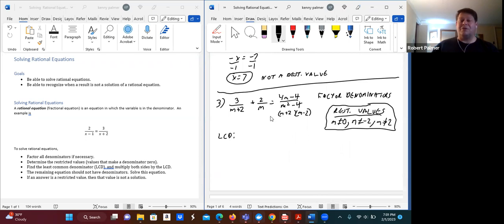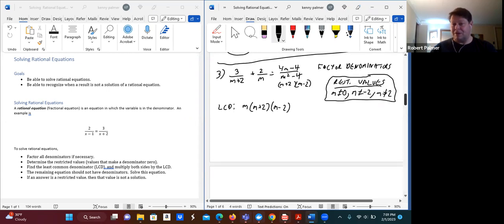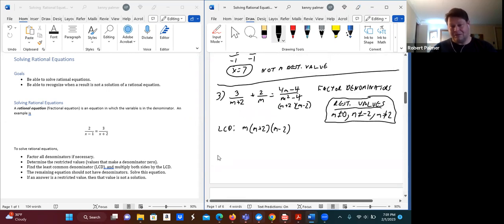So now that everything is factored, all our distinct factors have to be present. The distinct factors we have are m, m plus 2, and m minus 2. So actually all 3 have to be there. So the LCD is m times m plus 2 times m minus 2. Like I said, this takes a bit longer to write. So now, same thing, multiply both sides by that.